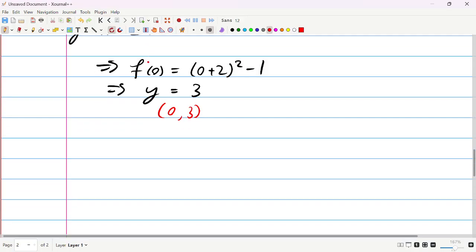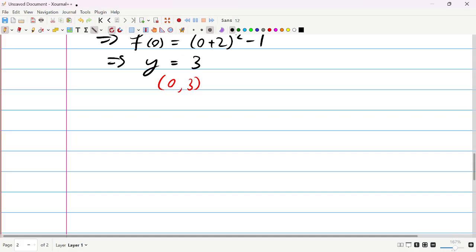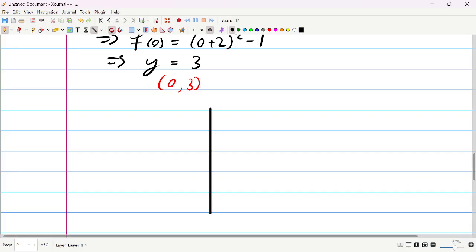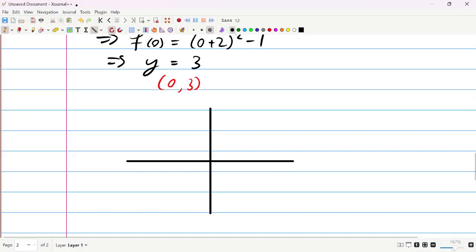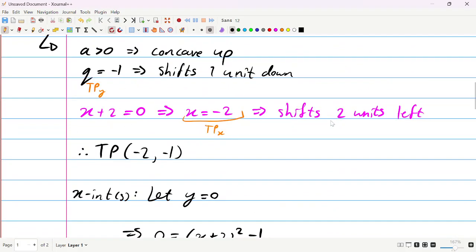We need to draw it now with all the information that we have. Sorry about that pause, by the way. We're going to start drawing the function as follows. So it's going to look like this. And then what do we notice? We just put all the intercepts on.